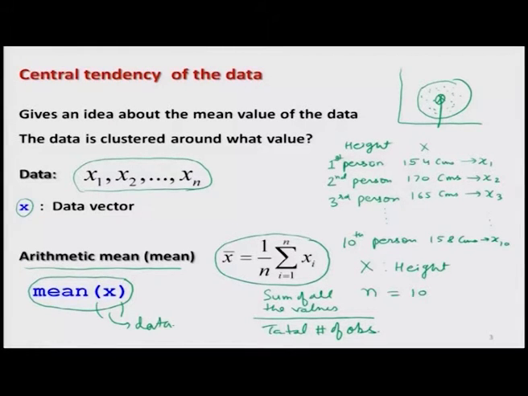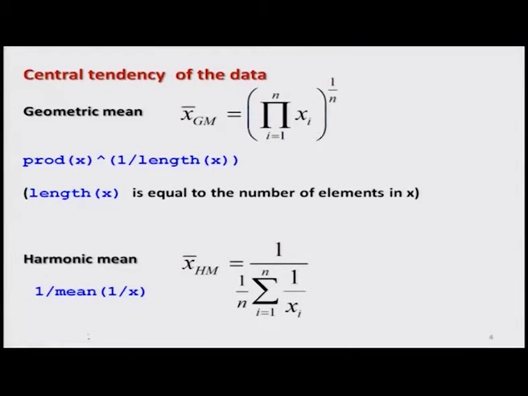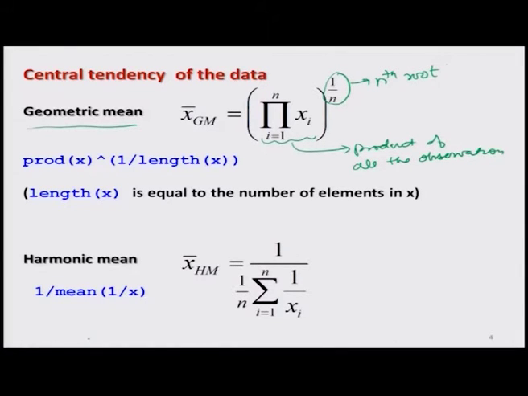So, now the next measure we are going to consider is the geometric mean. We all know that this is defined as the product of all the observations and then we try to take its nth root. This is how we compute the geometric mean of the data x1, x2, xn.